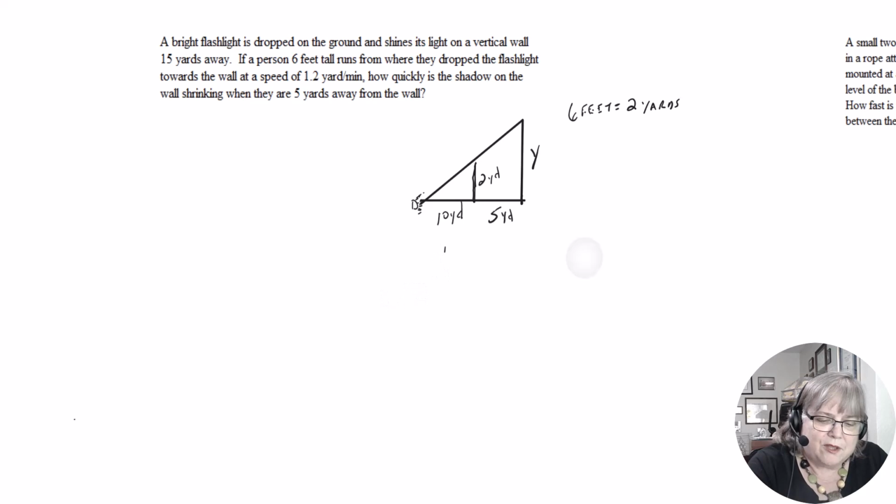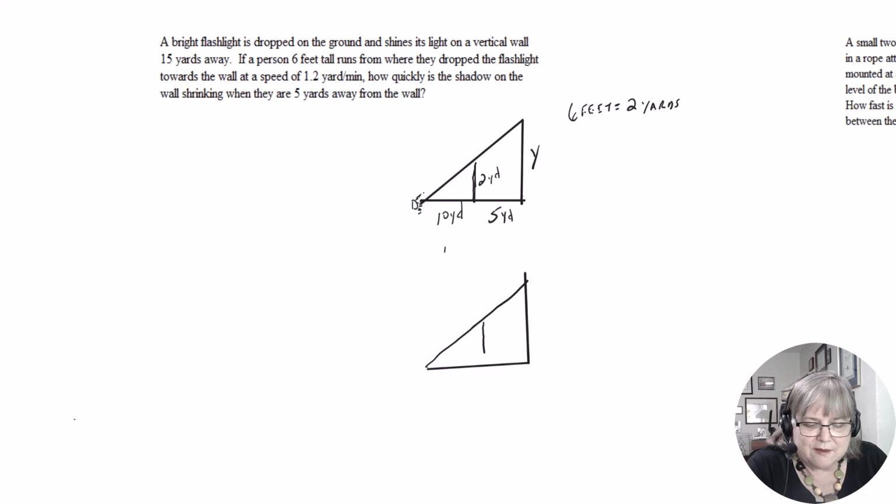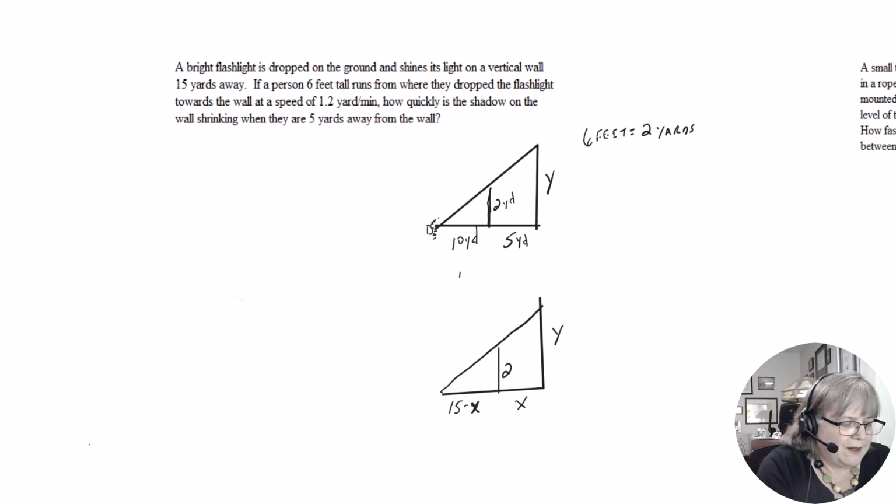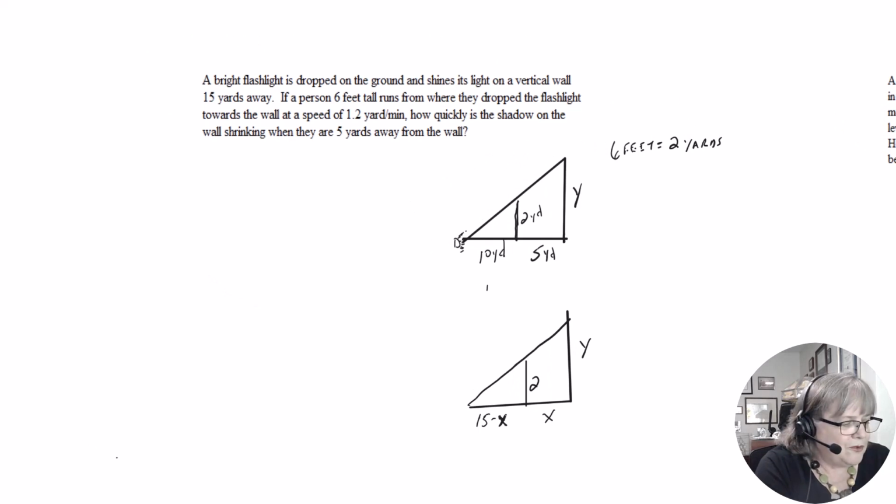So I need a generic case. Sometimes it helps to come up with a specific case first, as long as you remember that you need a generic case to set up your equation. So if you know that you are x yards away from the wall, this end is 15 minus x, 15 minus whatever x is. All right, so let's go back up here and think about similar triangles.